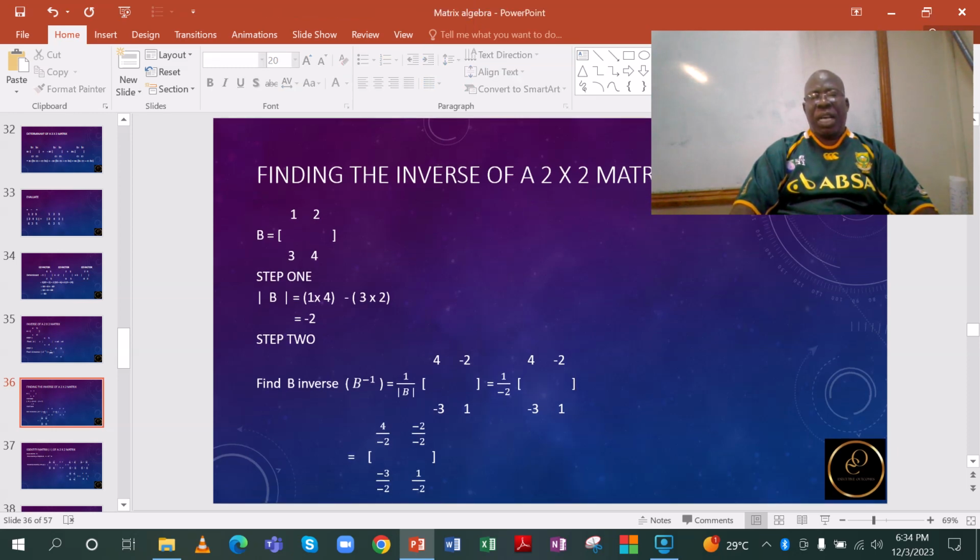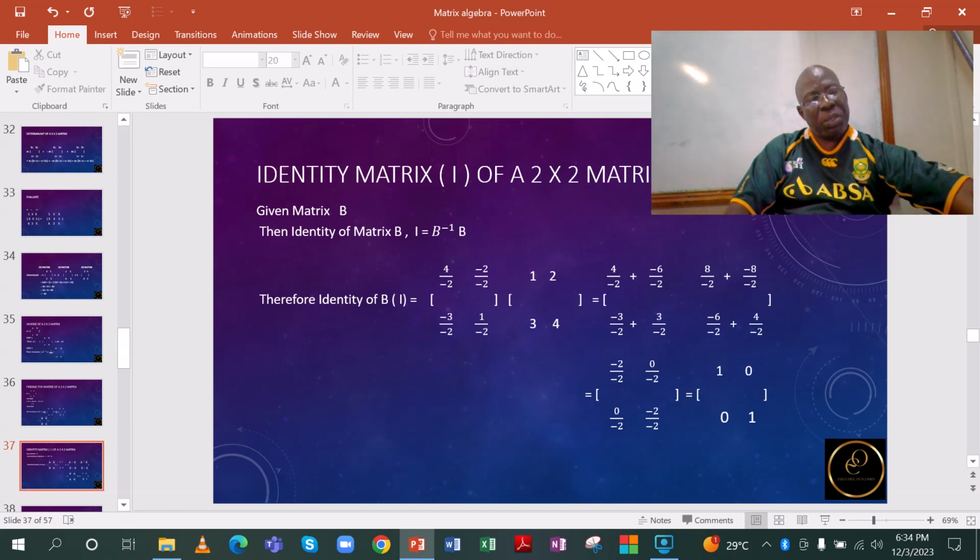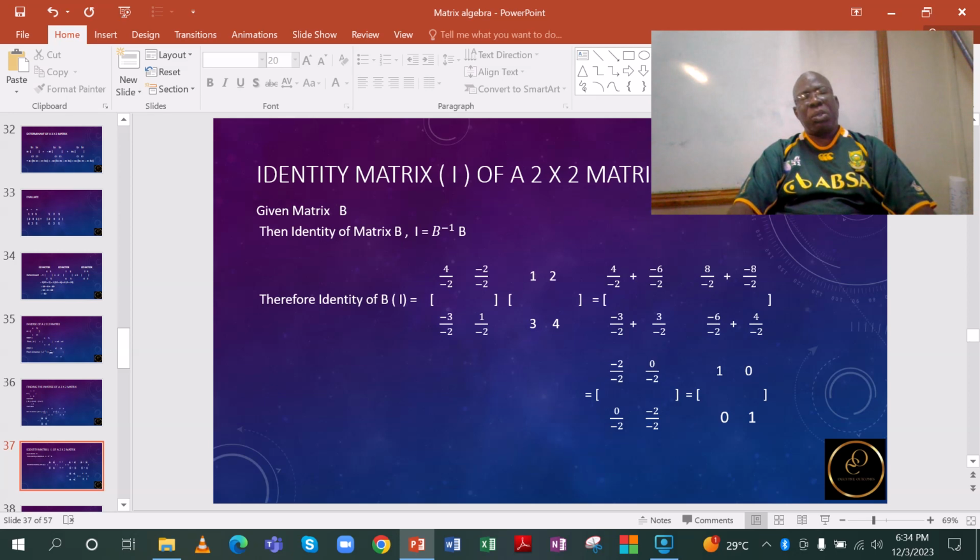Now we move on to look at how you determine the identity matrix of a 2 by 2 matrix. How do we work out that one? What we're going to do is look at the same matrix, where we have already calculated the inverse of the matrix as 4 over negative 2 as the first element, and then negative 2 over negative 2 as the second element, then negative 3 over negative 2, that is the third element in the first row.